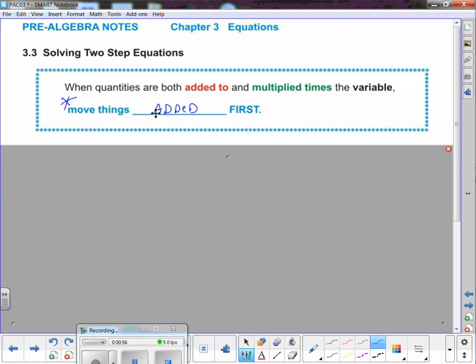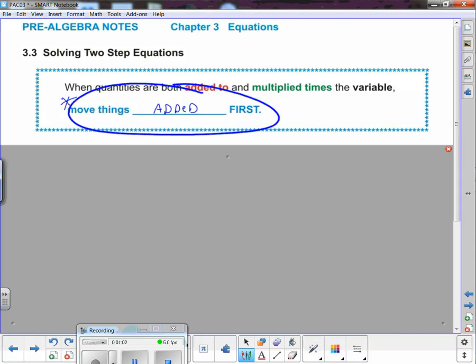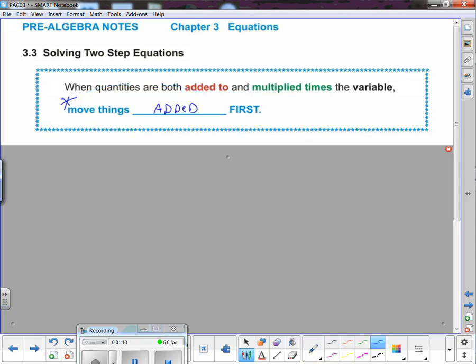This is very, very important. Okay? Move things added first. Very important. So when you have quantities both added to and multiplied times the variable, move things added first. That'll be 99% of the time.